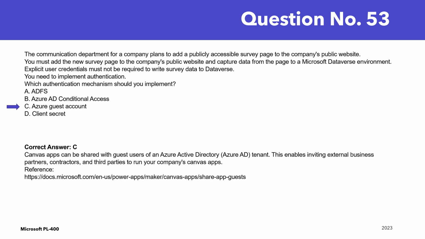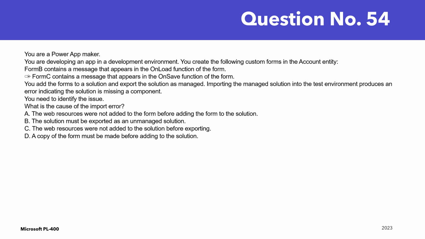You are a Power App maker. You are developing an app in a development environment. You create the following custom forms in the account entity. Form B contains a message that appears in the onLoad function of the form. Form C contains a message that appears in the onSave function of the form. You add the forms to a solution and export the solution as managed. Importing the managed solution into the test environment produces an error indicating the solution is missing a component. You need to identify the issue. What is the cause of the import error?